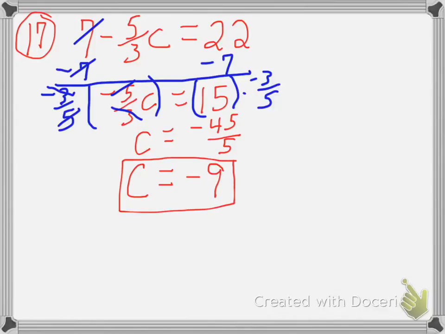I'll go ahead and check it real quick, make sure it is correct. So replace the c with negative 9, so that's going to go negative 9 times a minus 5 over 3, so that's going to give us minus a negative, which becomes a positive, and 9 times 5 is 45, over 3 is 15, and then 7 plus 15 would give us 22. So that one is correct, and we will now move on to our next problem.